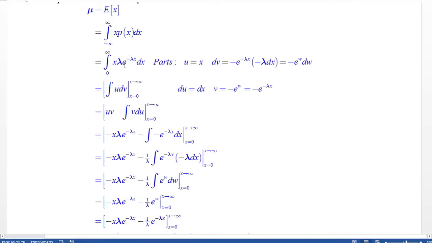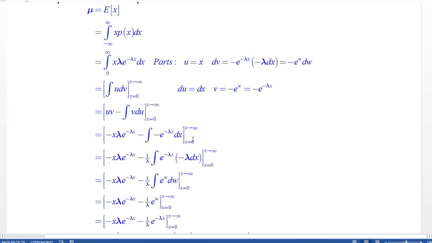Notice, we're going to do this by parts. And so we let u be the x, dv then becomes e to the minus lambda times lambda dx. We can stick a couple minuses in here to see this is minus e to the w dw, where w is minus lambda x. And so the antiderivative is minus e to the w, or in other words, minus e to the negative lambda x. du is just dx. So we have the integral of u dv, and so that gives us uv minus the integral of v du. We're going to evaluate that from x equals 0 to x approaching infinity.